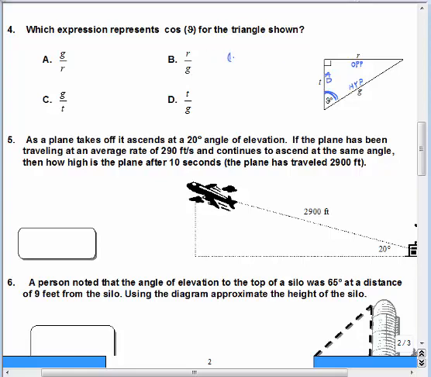Alright, well cosine, if you think about the saying SOH CAH TOA, so that's the A over H. In this case, all we do is replace A and H with what they are. So instead of A, we're going to write t. You can see the adjacent right there is t. And the hypotenuse is g. So t over g is the correct answer, which is right there. It's choice D.